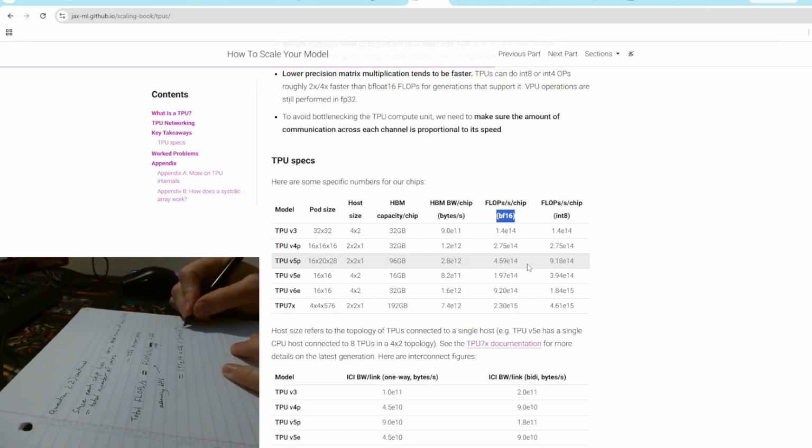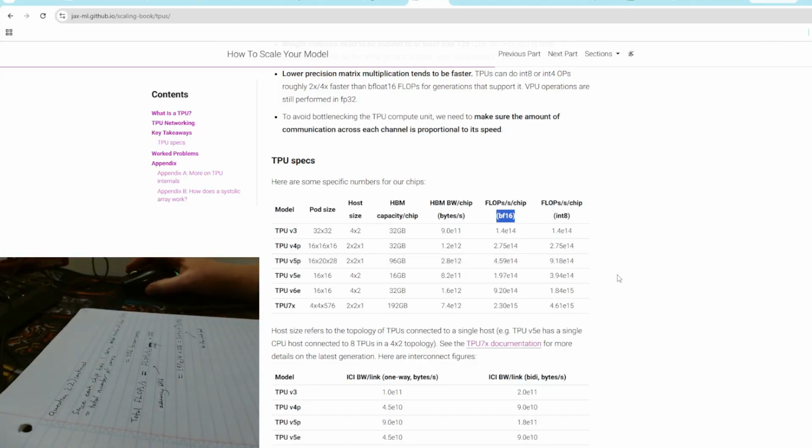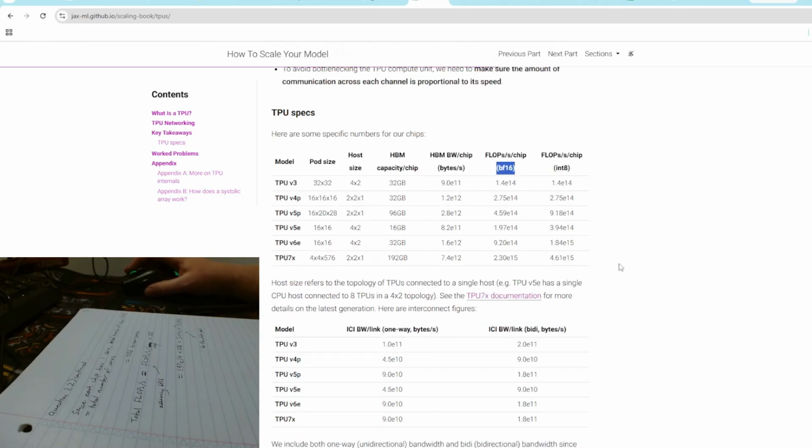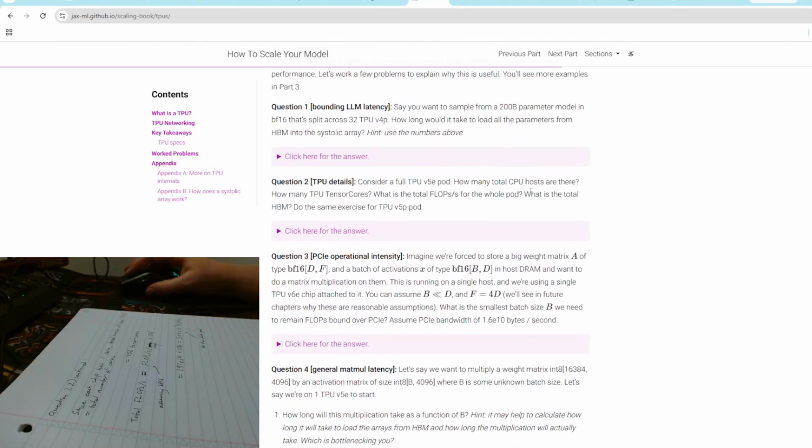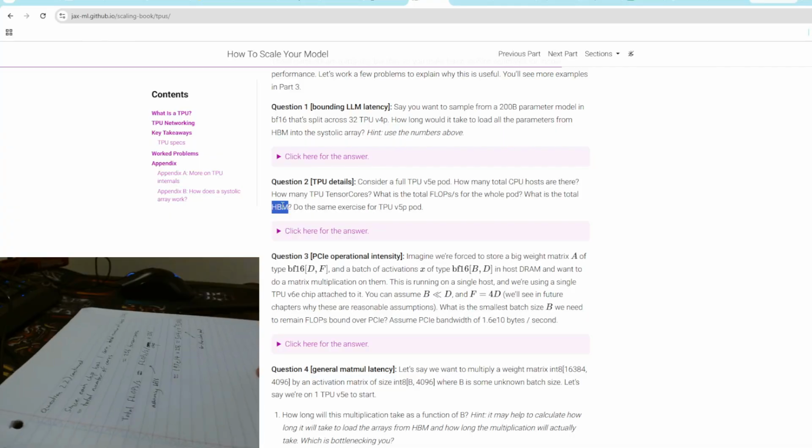Let's label that: FLOPs per second, the whole pod. Alright, cool. Now, next. What is the total HBM bandwidth, I'm guessing they mean? Or the total size? I don't know exactly what they mean there.